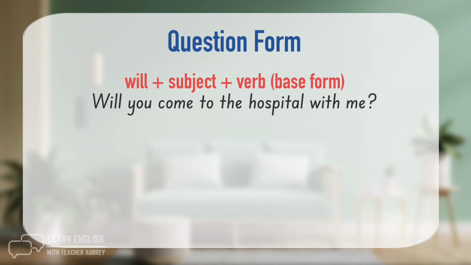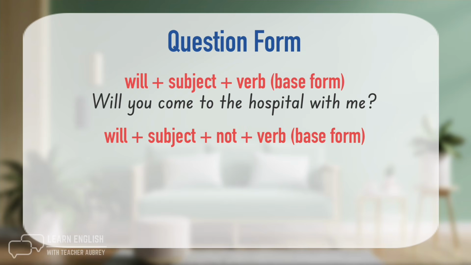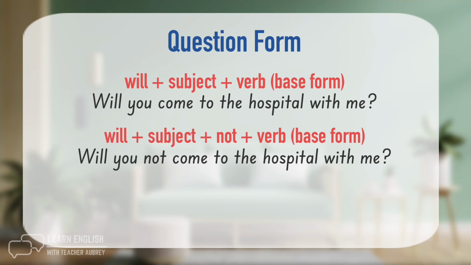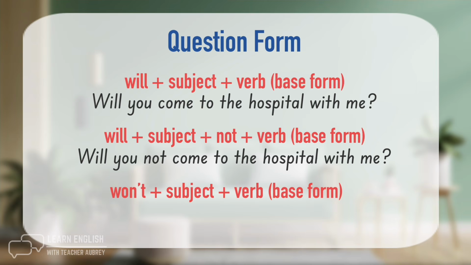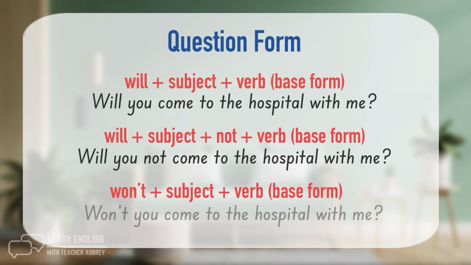Kapag naman negative form, just follow this pattern. We have will plus the subject plus the word not plus the verb in its base form. Example: will you not come to the hospital with me? And we can also use the shortened form or the contraction form of the words will not. We have won't plus the subject plus the verb in its base form. Example: won't you come to the hospital with me?